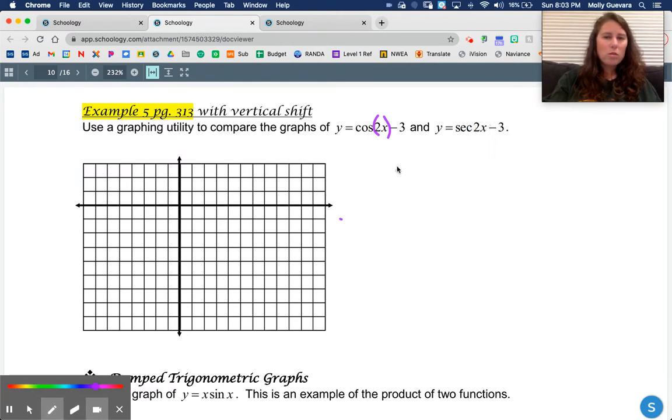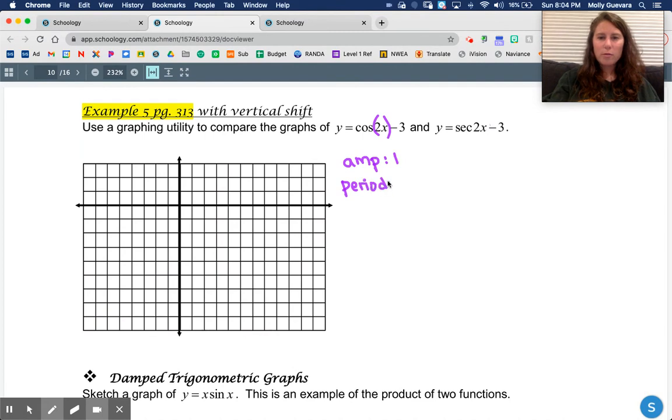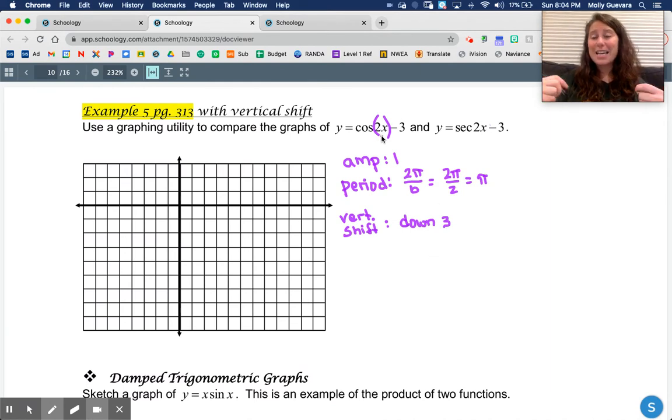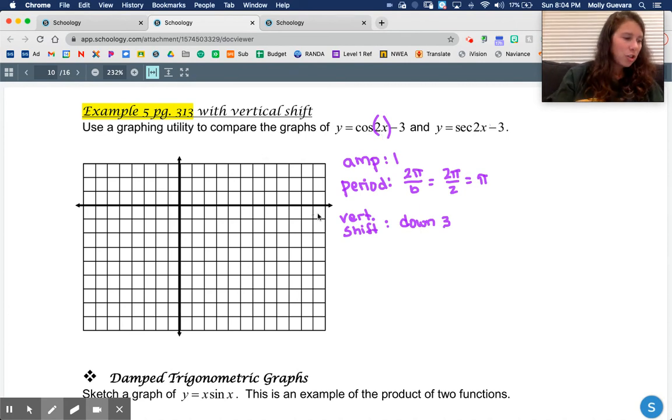Okay, so let's start with graphing cosine. The amplitude, the number in front of cosine, is just 1, so that's good. The period, so how long does it take to go from start to end, is always 2 pi over b. In this case, my b is 2, so I get pi. Now there is a vertical shift because of that minus 3, right? So it's down 3. And it has not been moved left or right because there's no plus or minus inside the function, so I don't have to worry about it moving left or right.